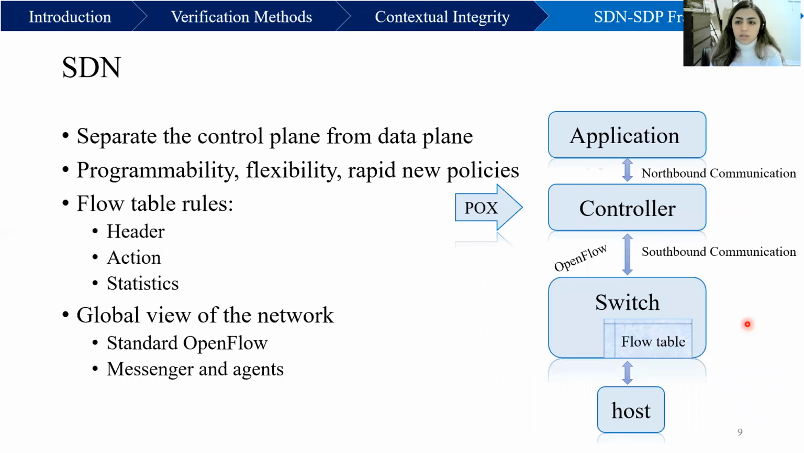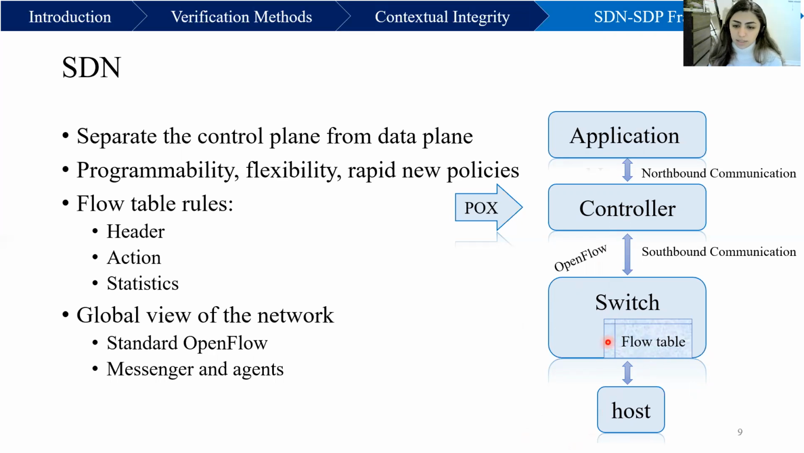So we chose a software-defined network. Software-defined network separates the control plane from the data plane. For example, here, switches are only simple forwarding devices that do whatever is in their flow table, based on the rules that are installed here. The controller installs the rules in the flow table.